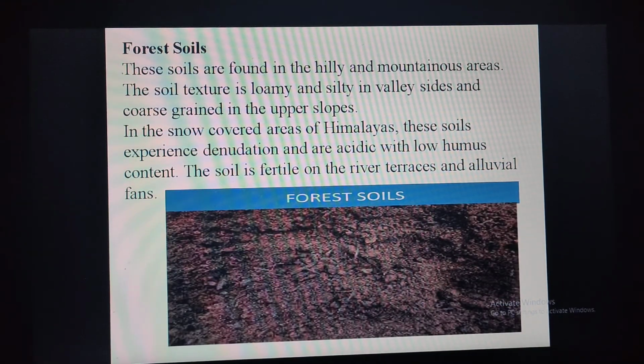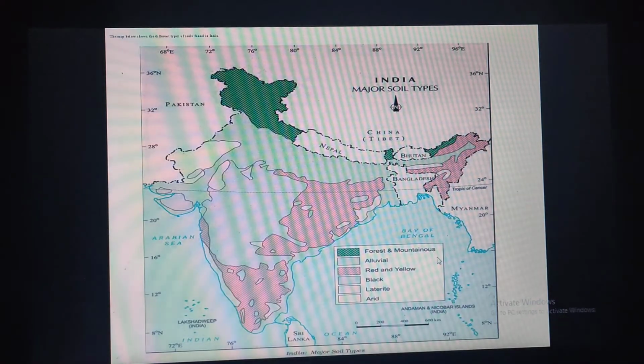Next, we are going to learn about forest soil. These forest soils are found in the hilly and mountain areas. The soil texture is loamy and silty in the valley side and coarse grained in the upper slope. In the snow-covered areas of the Himalaya, these soils experience denudation and are acidic with low humus content. The soil is fertile on the river terraces and alluvial fans. So here you can see the forest soil. Now let us move forward.